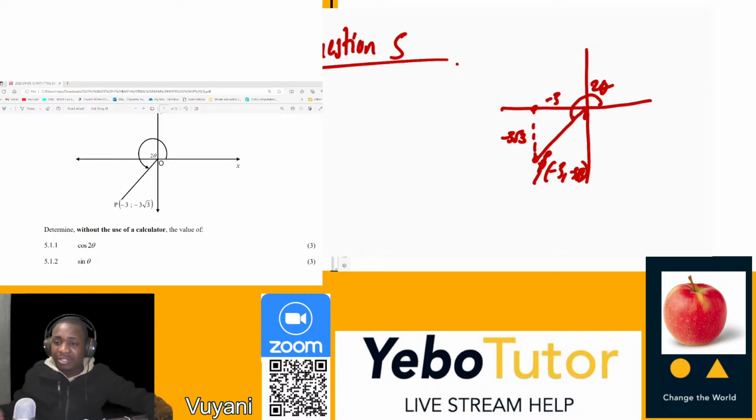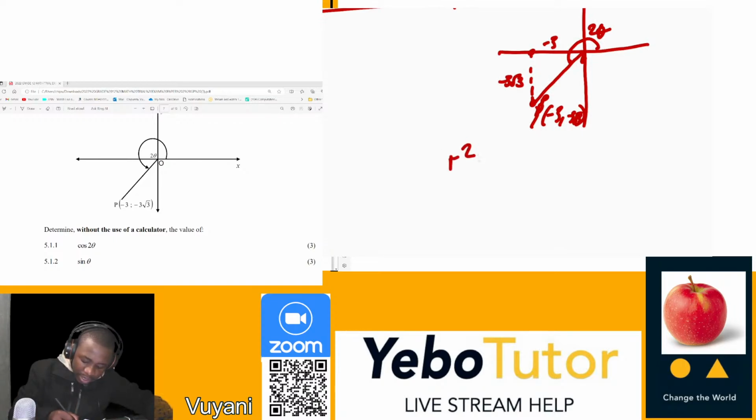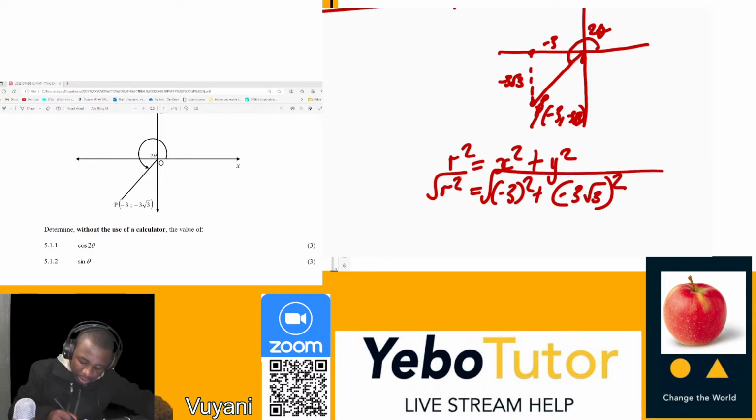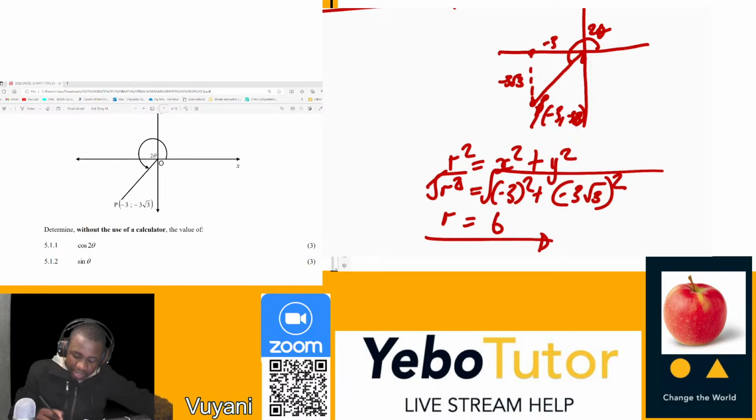So how do you calculate the hypotenuse? Everyone knows that by now. Let's just do this fast. We know that r squared is equal to x squared plus y squared. Our x is -3, squared, plus -3 root 3, all squared. Then we take the square root so that we can get our r. Using our Casio calculator, we get our value of OP to be equal to 6. Then we are happy.